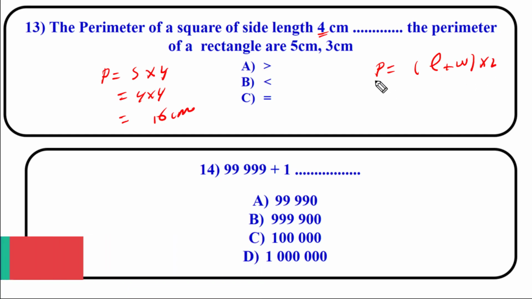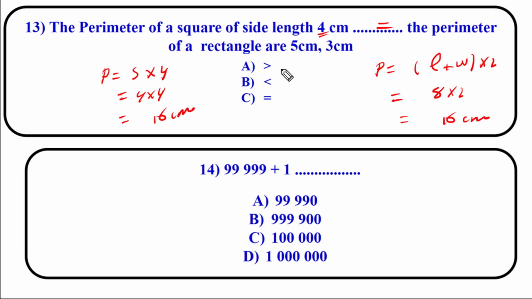To find the perimeter of the rectangle, we add its length plus width, times 2. The formula of the perimeter of the rectangle equals length plus width, times 2. You can find it mentally. 5 plus 3 equals what, guys? Equals 8. 8 times 2 equals what? Equals 16 centimeters. So we have 16 on the left hand side and 16 on the right hand side. So the perimeter of the square of side length 4 centimeters equals the perimeter of the rectangle. So the correct answer is C.